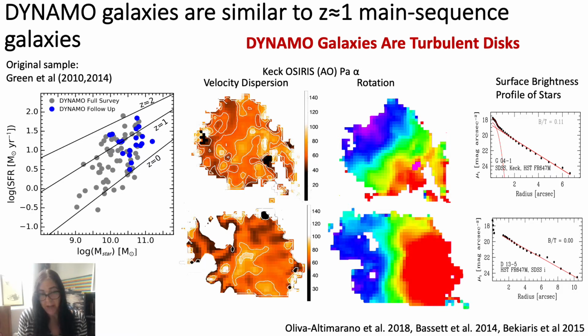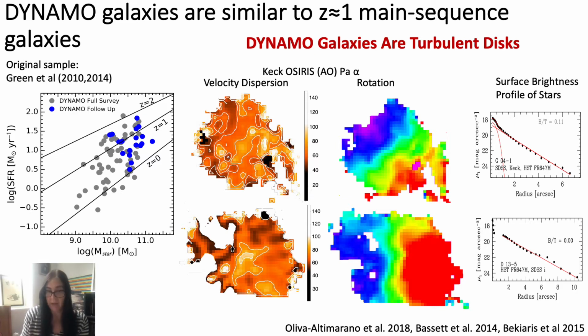Here I'm showing you kinematics. There is this very well-known property of redshift 2 galaxies that they are high velocity dispersion rotating disks, or turbulent disks as they are called. And here I'm showing you OSIRIS adaptive optics observations of a couple DYNAMO galaxies. There are about 5 or 6 more that we have this on. On the left, I'm showing you velocity dispersion, the middle is rotation. And the mid-tone orange in the velocity dispersion maps is about 80 kilometers per second. And what this is saying is that they're high velocity dispersion systems.